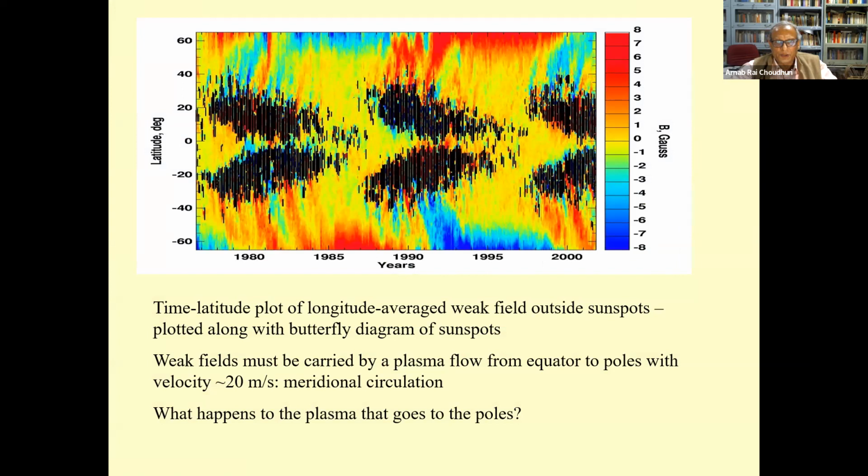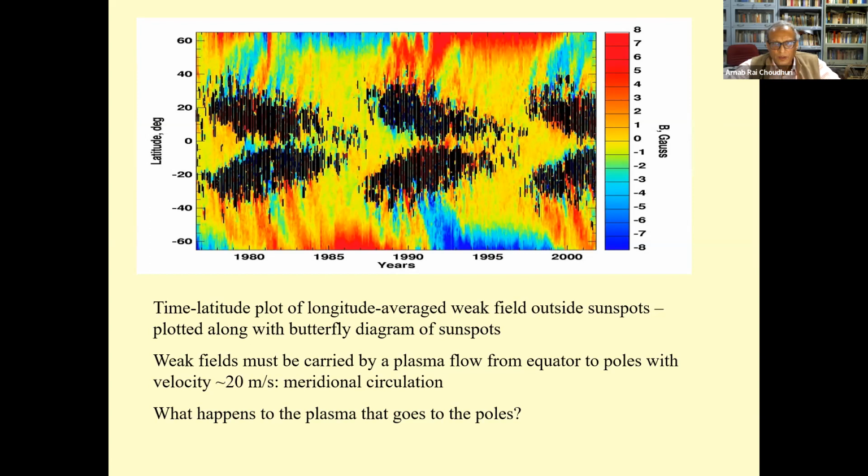So we know that with the solar cycle, sunspots appear at lower and lower latitudes, so that you can see in this sort of a trend. And on the other hand, this weak field outside sunspots drifts poleward. So you see that these colors go in the other direction, towards the pole.